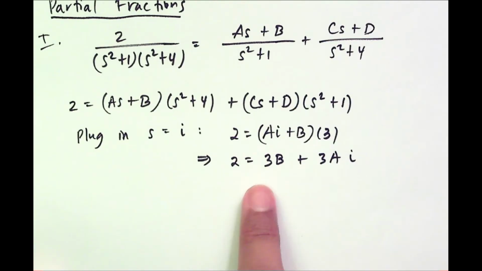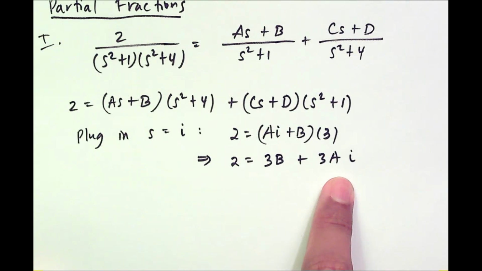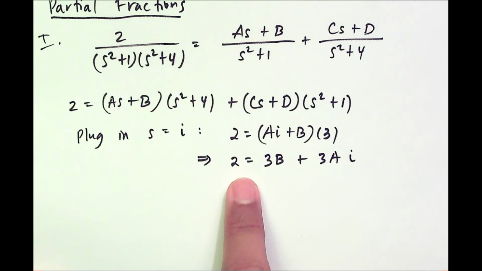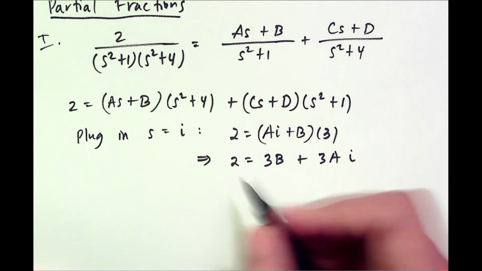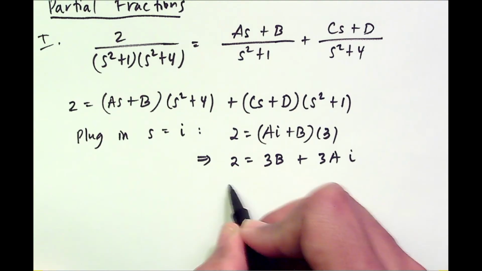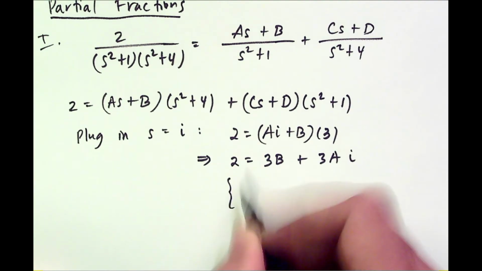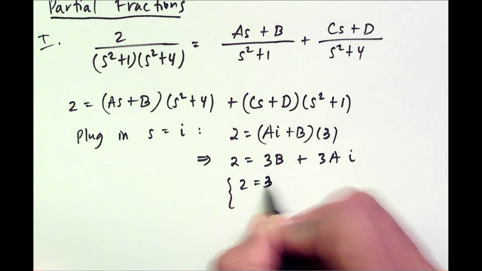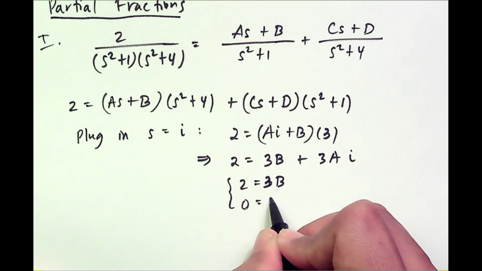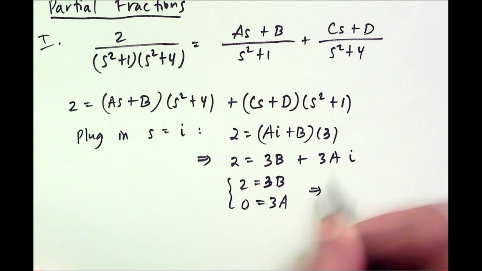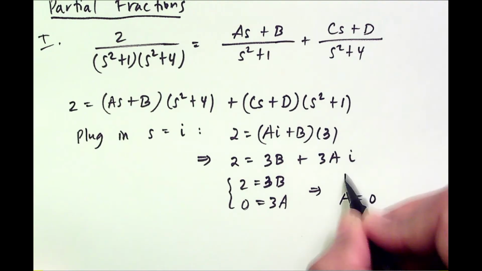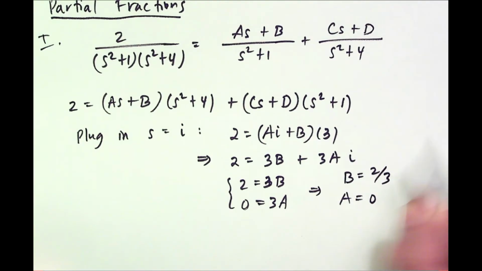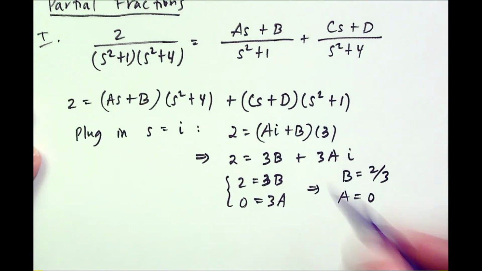Okay, so then you have this equation, and you can set the real parts equal to each other and the imaginary parts equal to each other. This side doesn't have imaginary parts, so that means that 3a equals 0, and the real parts equal to each other, so you get that 2 equals 3b, and 0 equals 3a. Which gives you that a equals 0 and b equals 2/3.